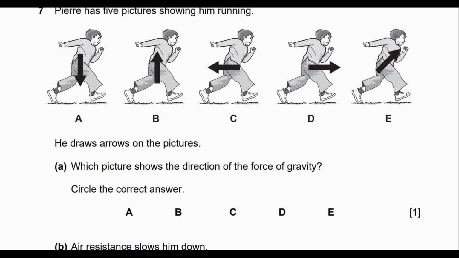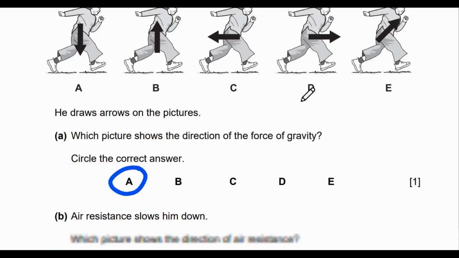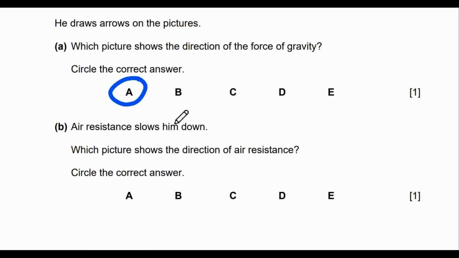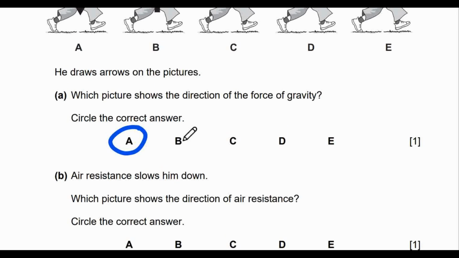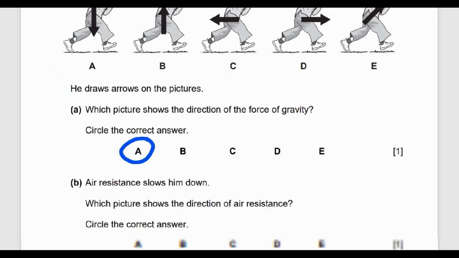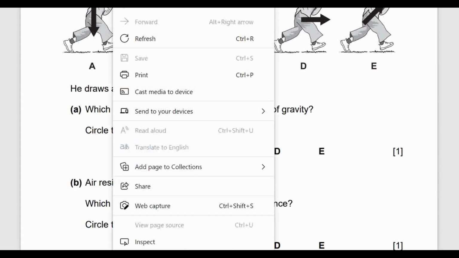So we circle A. Next, air resistance slows him down. Which picture shows the direction of air resistance? Circle the correct answer.